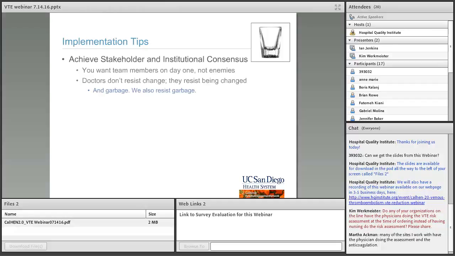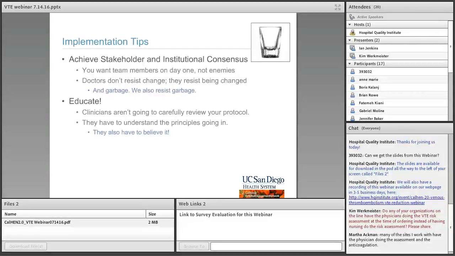So have a consensus between all your stakeholders and your institution. Make sure that everyone's on board with the protocol before it launches. Remember, doctors resist change a little bit, but more than resisting change, we resist being changed. Nobody likes to be told what to do. It's like taxation without representation. We don't like it. We also think that if something seems not to fit our patient population, we will ignore it. So if we haven't been consulted about our special type of patient, we may ignore your protocol. So again, stakeholder, stakeholder, stakeholder.